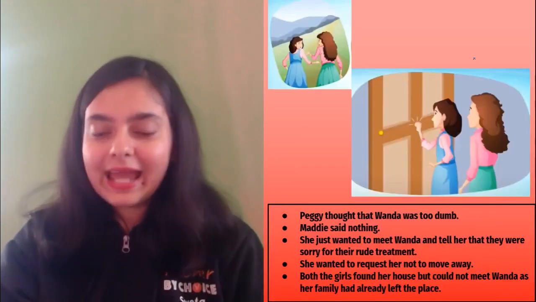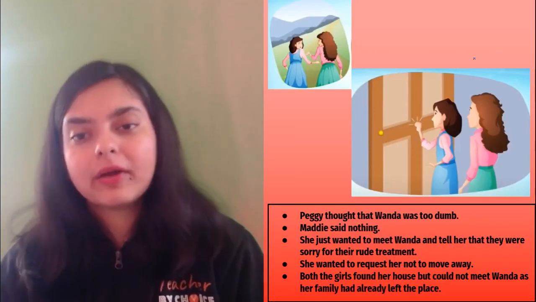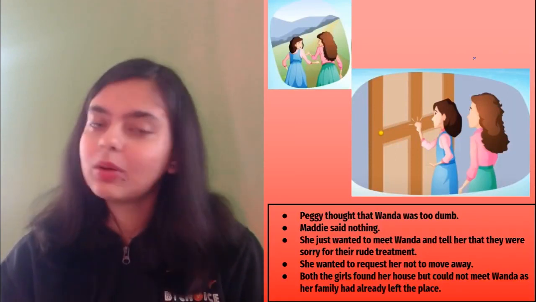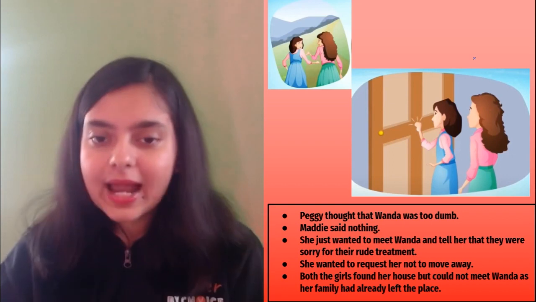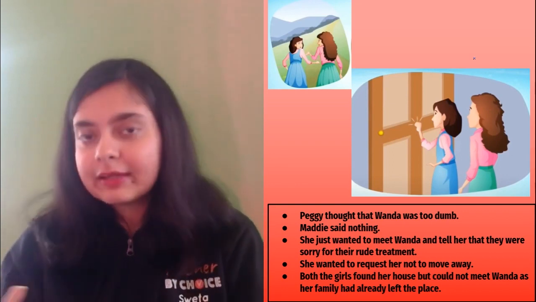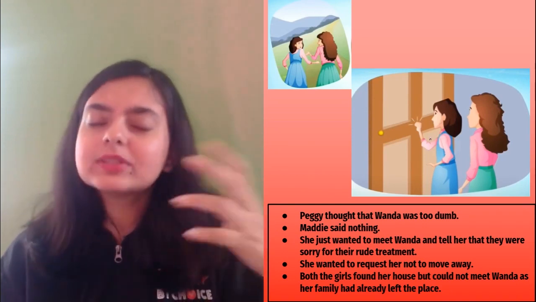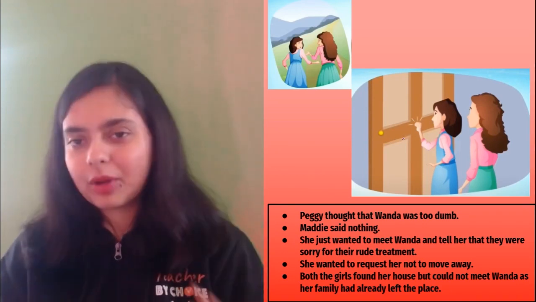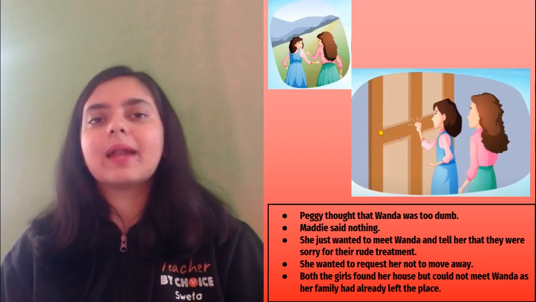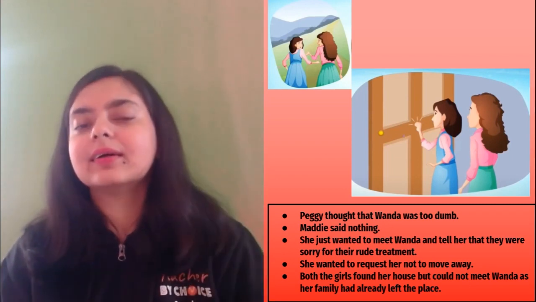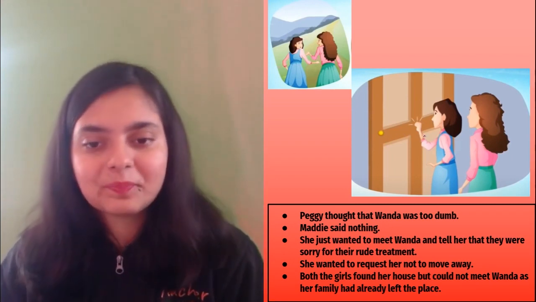Okay. Moving ahead. Peggy thought that Wanda was too dumb. Okay, so that is why she said that she won't understand. I thought that she won't understand that we are making fun of her. Maddie said nothing. So, what can you say about Peggy and Maddie from here? Do let me know in the chat box. What do you think about Peggy's character and Maddie's character?